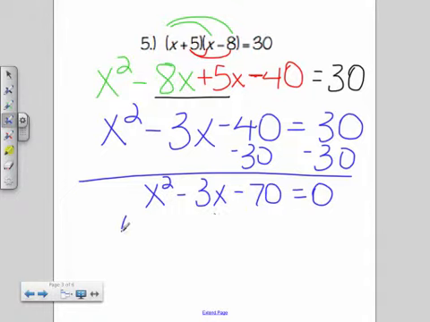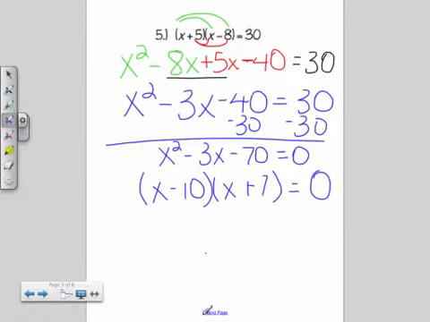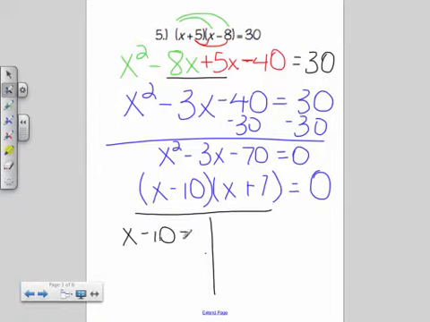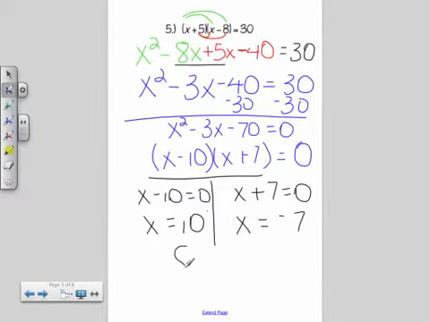So when I factor it, I'm going to look for two numbers that multiply together to give me -70, but add up to give me -3, and those factors are -10 and +7. So then what I'm going to do is create my t-chart so that I can set each factor equal to 0. So x minus 10 equals 0, and x plus 7 equals 0, which means that x equals 10 and x also equals negative 7. So that would make my final answer positive 10 and negative 7.